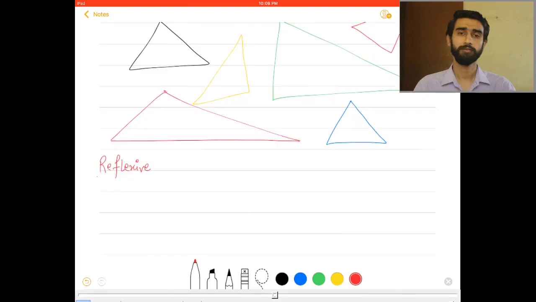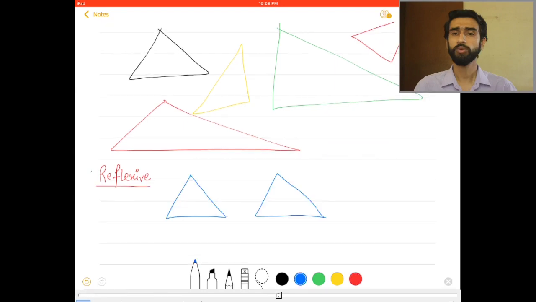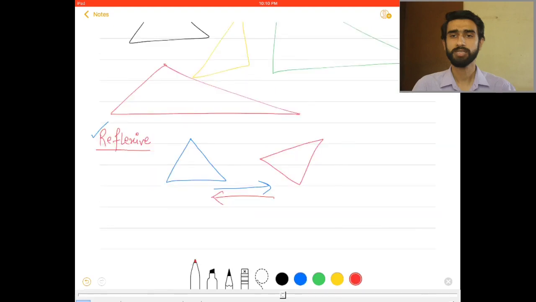Now let's check for reflexive. For that you can take any element. I took this blue triangle, and for reflexive it must be related to itself, it must be similar to itself. So every triangle is similar to itself, very obvious, so this relation is reflexive. Now for symmetry, if blue is similar to red, then red will be similar to blue. Okay, you can watch this carefully. This relation is also symmetric.